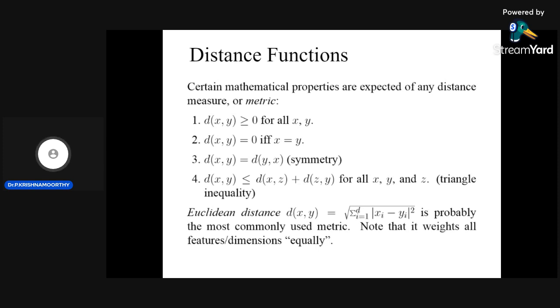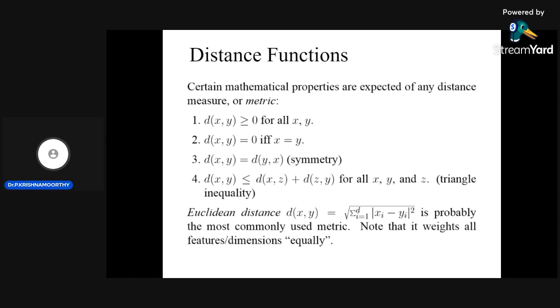Distance of x and y is greater than or equal to 0 for all x and y. d of x, y is equal to 0 if and only if x equals y. Distance of x comma y is equal to d of y comma x, so it is symmetric. And d of x comma y is less than or equal to d of x comma z plus d of z comma y, the triangle inequality.